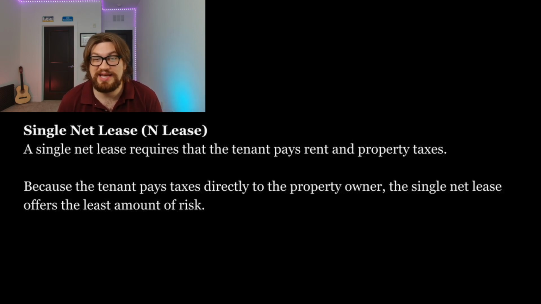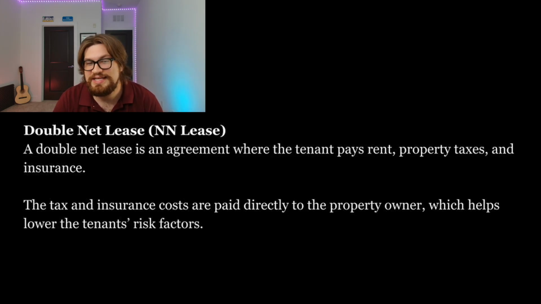Because the tenant pays taxes directly to the property owner, the single net lease offers the least amount of risk. In a single net lease, the property owner is still responsible for paying insurance, plus the cost of maintenance and repairs. Next is the double net lease. A double net lease is an agreement where the tenant pays rent, property taxes, and insurance. The tax and insurance costs are paid directly to the property owner, which helps lower the tenant's risk factors. In a double net lease agreement, the landlord still pays for maintenance and repairs.